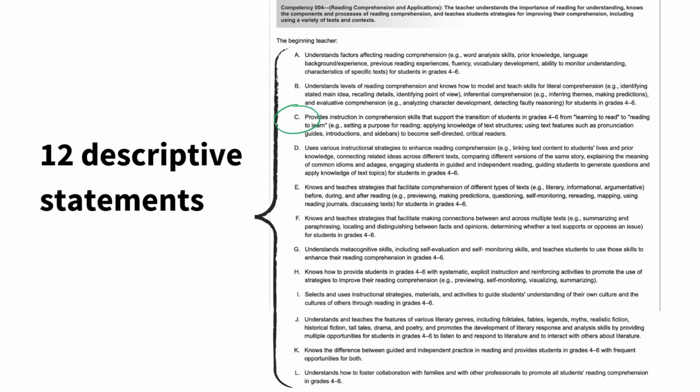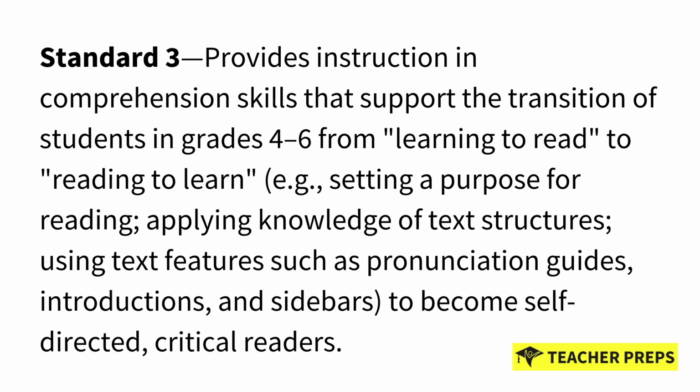Here we go, moving to descriptive statement number 3. Within competency 4, this one reads, provides instruction in comprehension skills that support the transition of students in grades 4 through 6 from learning to read to reading to learn. For example, setting a purpose for reading, applying knowledge of text structures, using text features such as pronunciation guides, instructions, and sidebars to become self-directed critical readers.